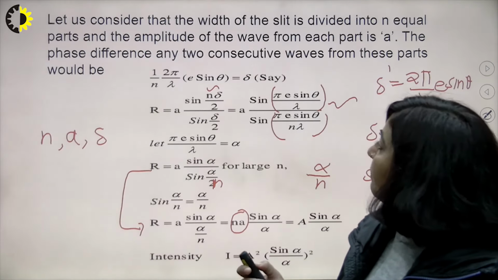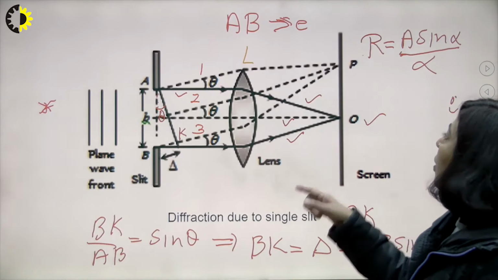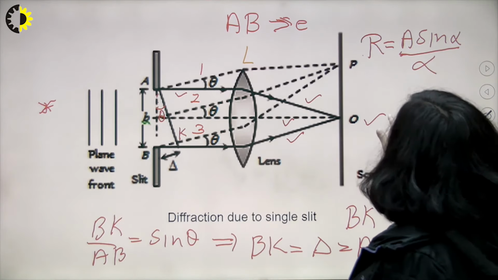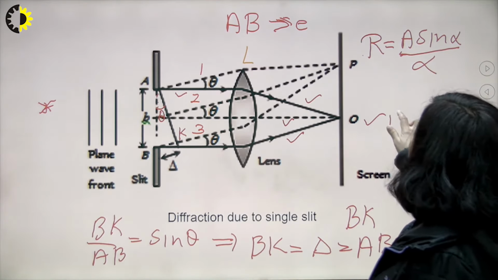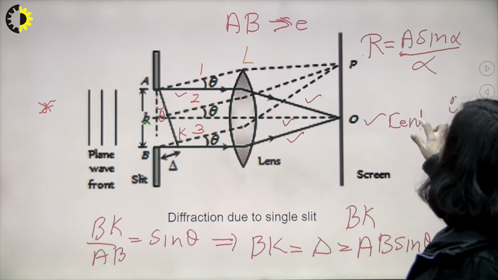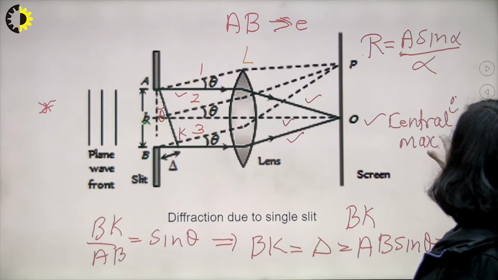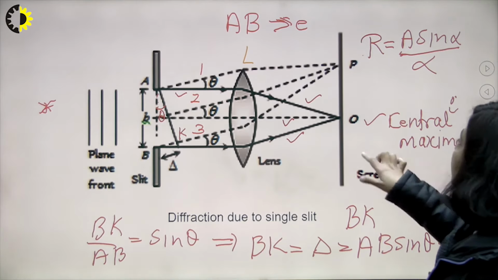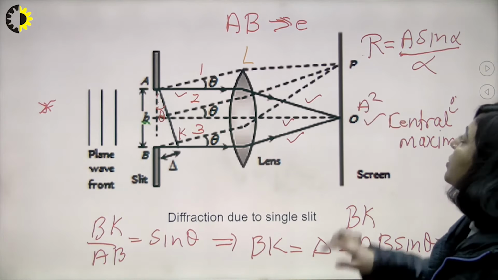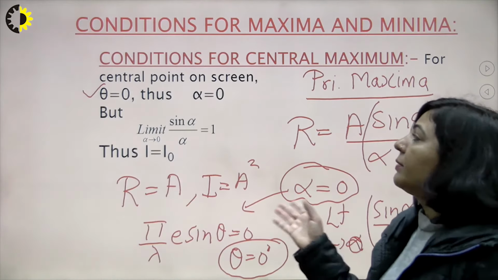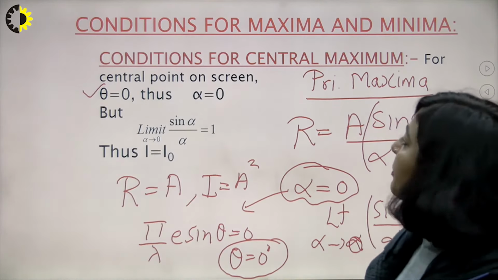It means according to this picture, over this point O, since the angle of diffraction is 0, this is the point of central maxima, or you can say the point of principal maxima, and over this point you are going to get maximum intensity, which will be equal to A square, because at this point the angle of diffraction is 0 degree. So this is the condition for principal maxima.